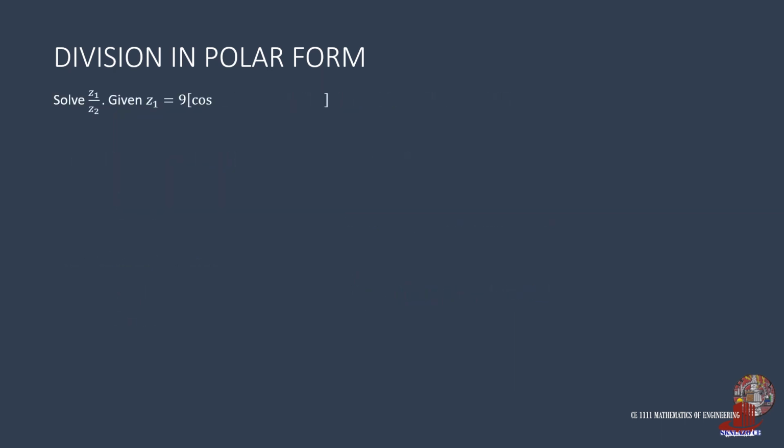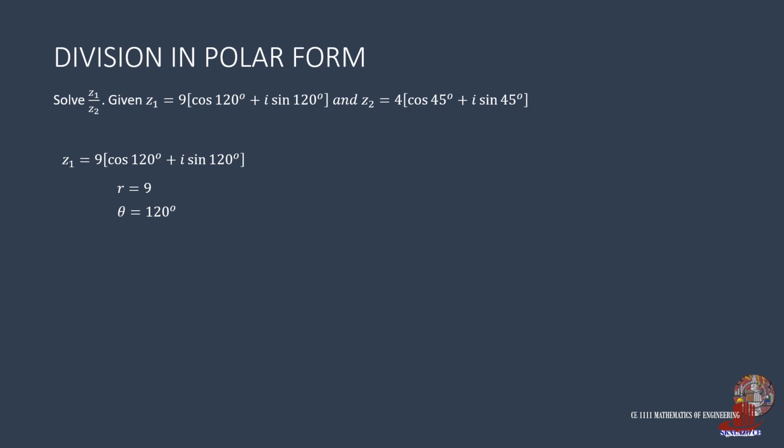The second example has the first complex number as 9 cosine of 120 plus i sine of 120 degrees. The divisor is another complex number, which is equal to 4 cosine of 45 plus i sine of 45 degrees. From the first complex number, the modulus is 9 and theta is 120 degrees. We also take r as 4 and theta as 45 degrees from the second complex number.